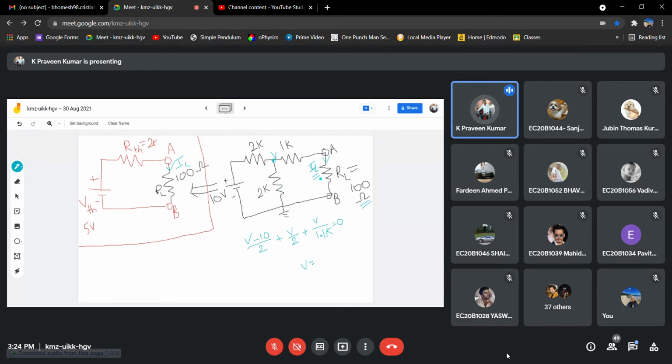So in this actual circuit, we are calculating the response, that is, the load current IL. We are just applying nodal analysis and then we will calculate IL. So how can we write this current equation? Just apply the KCL equation: (V minus 10) by 2 plus V by 2 plus V by 1.1K equal to 0. Now what is the V value?